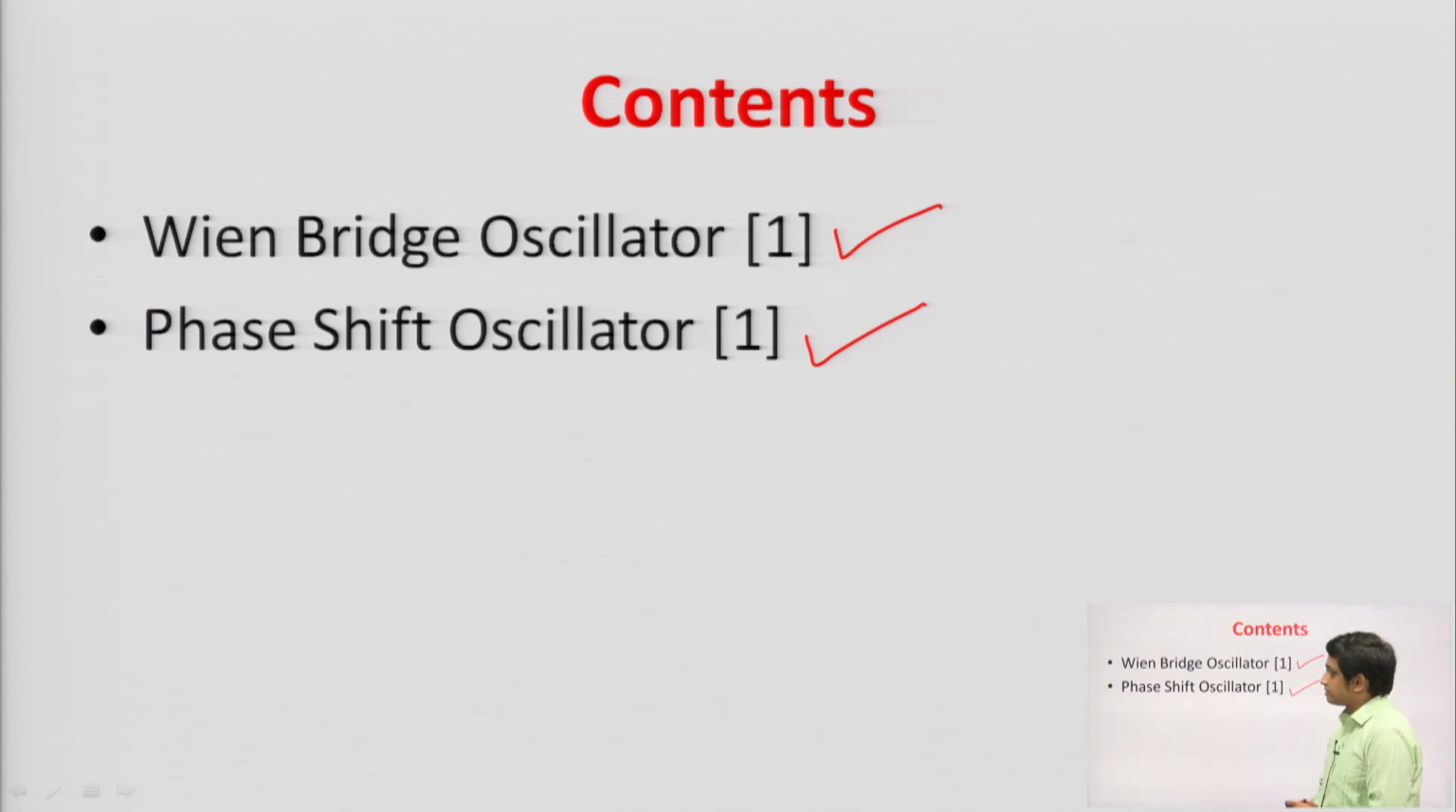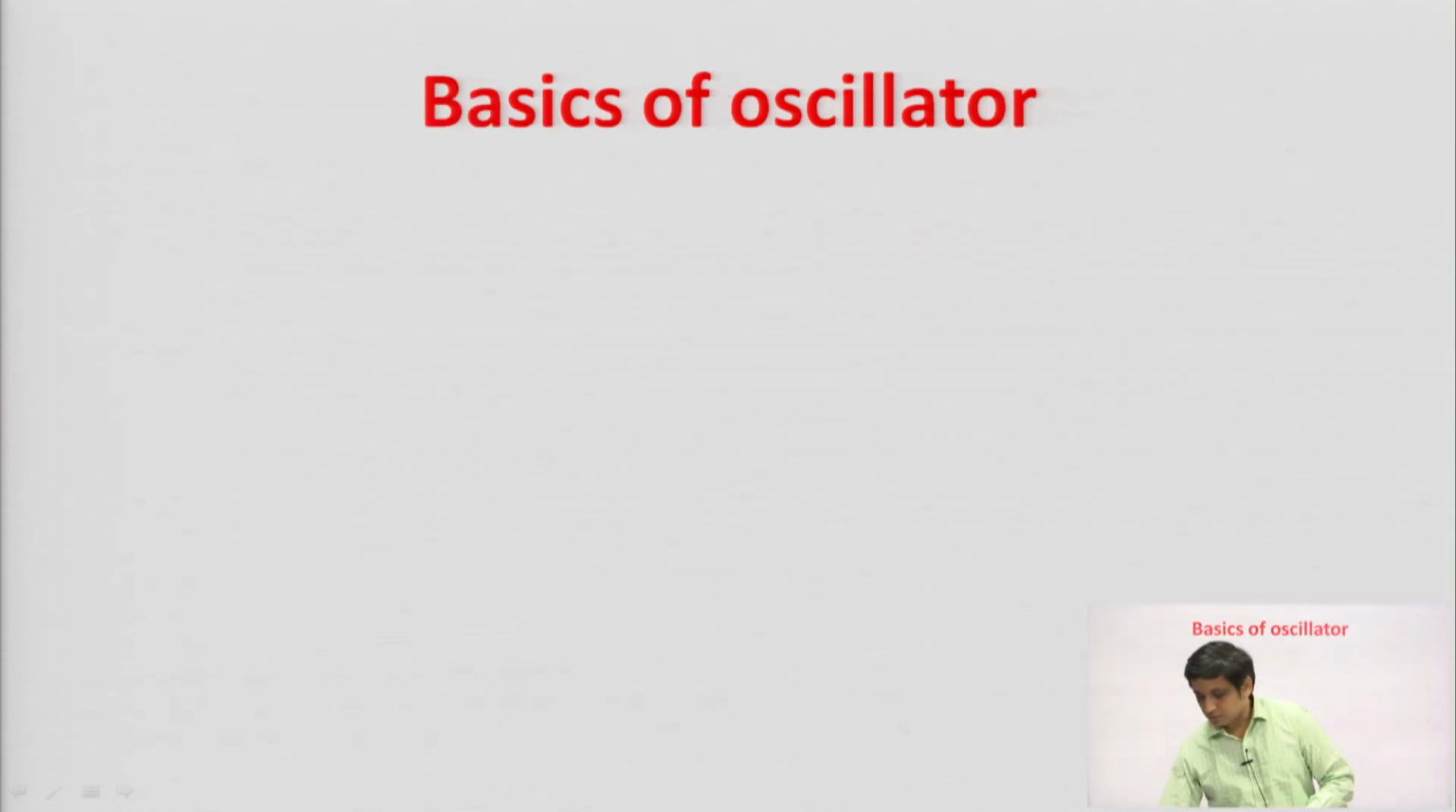So, in this class we are going to understand the Wien-Bridge and phase shift oscillator, and ultimately the oscillator generates a signal of a particular frequency. So, we are very much interested in frequency. So, we will derive the expression for that also, what is the expression of frequency for Wien-Bridge oscillator and phase shift oscillator, how we can vary the frequency. So, starting with the basics of oscillator.